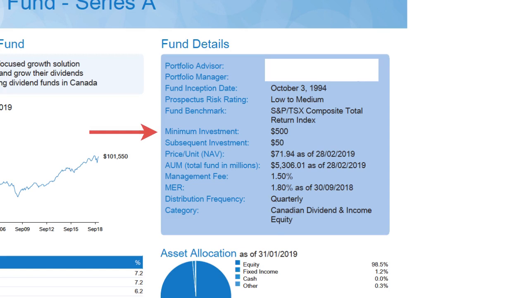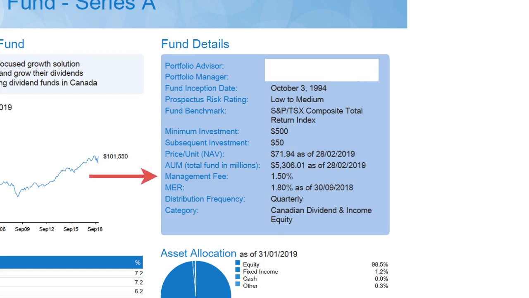The minimum initial investment in this case is $500, and that's a minimum you must invest to get started. Afterwards, you can add as little as $50 every time you want to buy more of this fund. The unit price or NAV is just under $72, and the assets under management is about $5.3 billion, or AUM as it's referred to, which is the total amount of money that's invested in this particular fund.